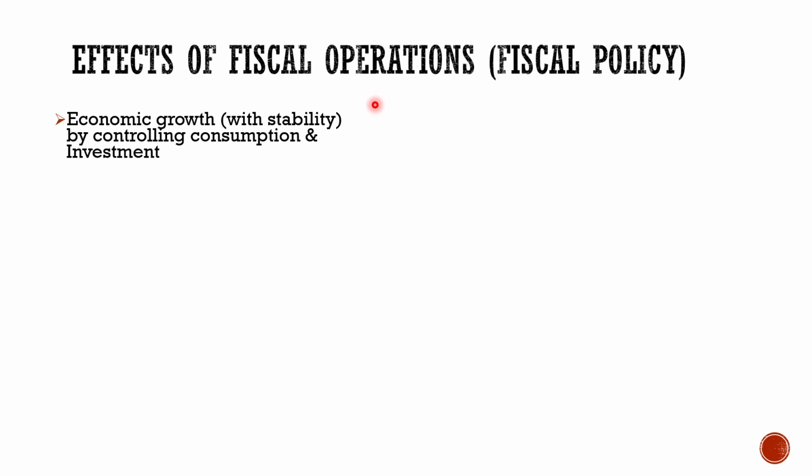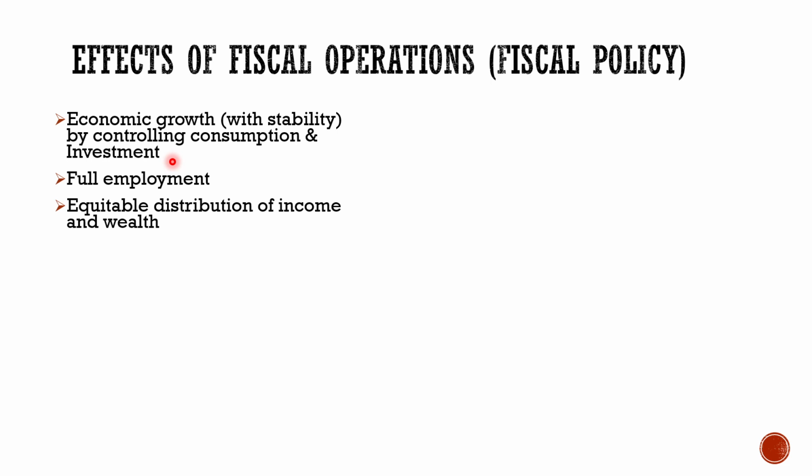Now, the effects of fiscal operations or fiscal policy. What does it mean by fiscal policy? In economics, fiscal policy is the use of government revenue collection and expenditure to influence a country's economy. So this is the operation of government authorities, and it is under the ambit of public finance. Now, what actually are the effects of these operations? These operations or the fiscal policy may affect economic growth by controlling consumption and investment. Then it can have a very important effect on full employment. It can have an effect on equitable distribution of income and wealth, then on the general price level, and on aggregate demand.